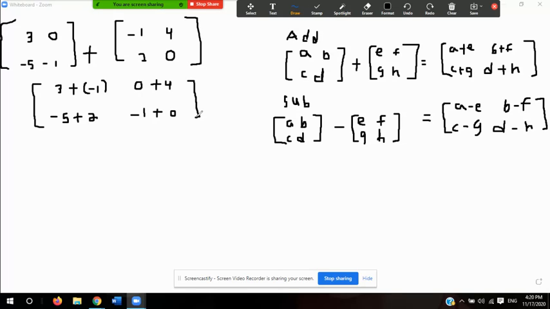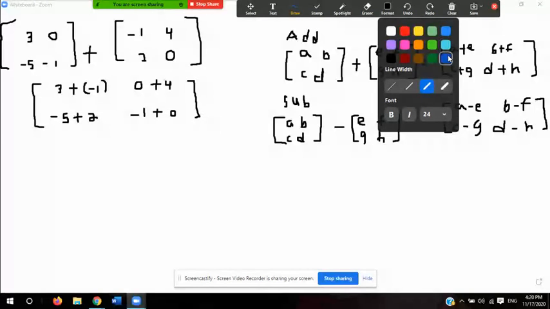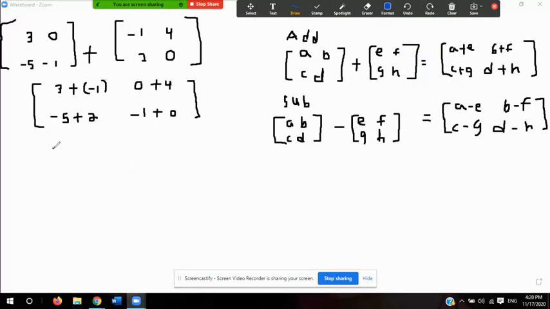So obviously, 3 plus negative 1, and then we get a different color for the answer. Let me use blue. 3 plus negative 1 is 2, and then 0 plus 4 is 4, and then negative 5 plus 2 is negative 3, and negative 1 plus 0 is negative 1. So the matrix that we get as a result is 2, 4, negative 3, and negative 1.